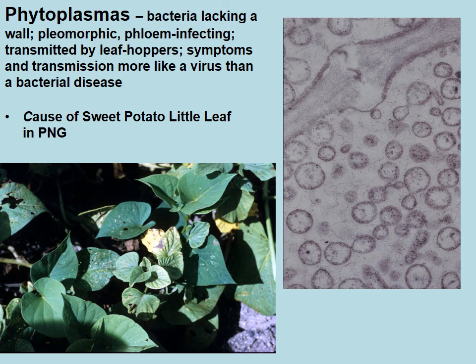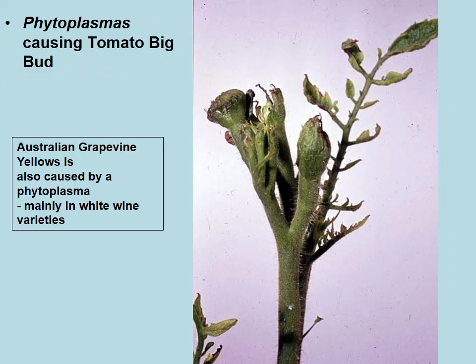Here we have one example of a disease caused by a phytoplasma, and this is sweet potato little leaf in Papua New Guinea. Phytoplasmas also cause the disease called tomato big bud, shown here. And Australian grapevine yellows is also caused by a phytoplasma, mainly in white wine varieties.